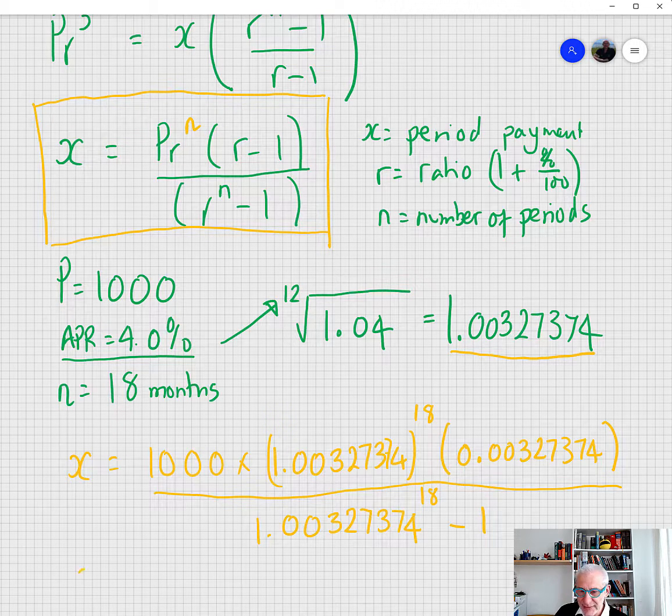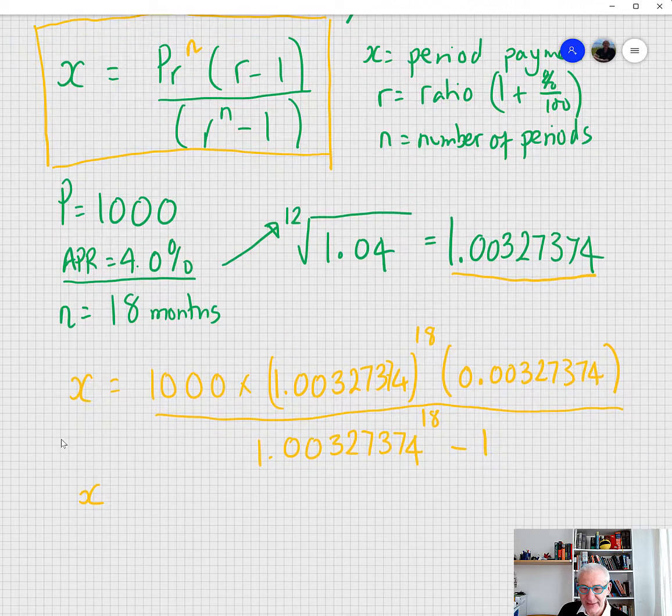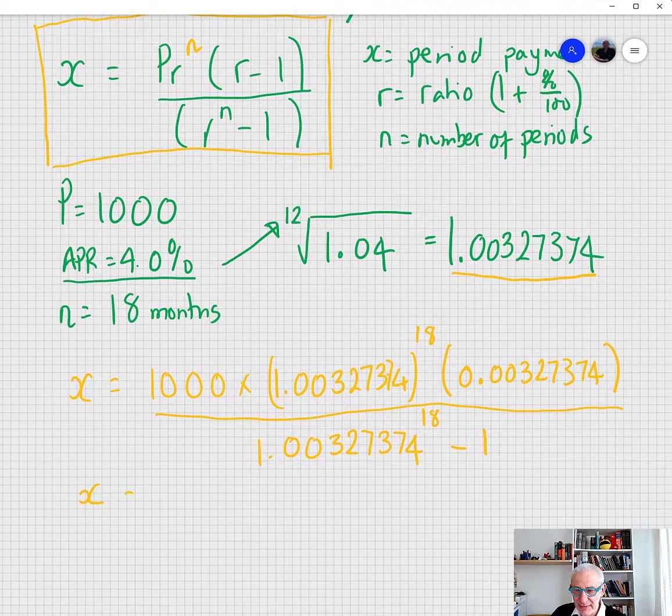And when you put that into your calculator, you should get out of that a figure, if you've done it correctly, of 57.30 euros per month. So that Jimmy is actually going to have to pay that amount out each month to pay off his loan.